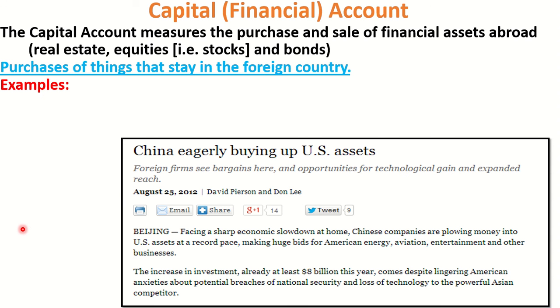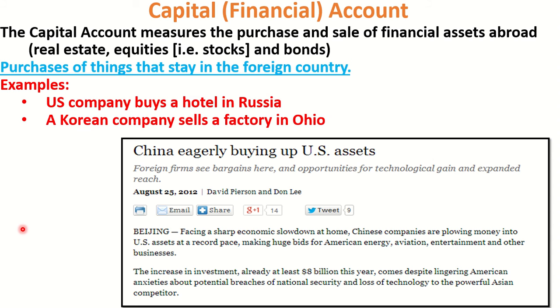So these are the purchase of things that stay in the foreign country. That's an important distinguisher here. So if you're wondering, is it capital or current? If it's real estate, a stock, or a bond, something that belongs to the country and stays with that country of origin, it's most likely a capital account.